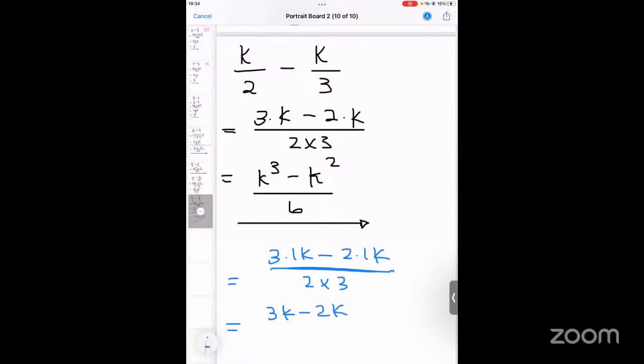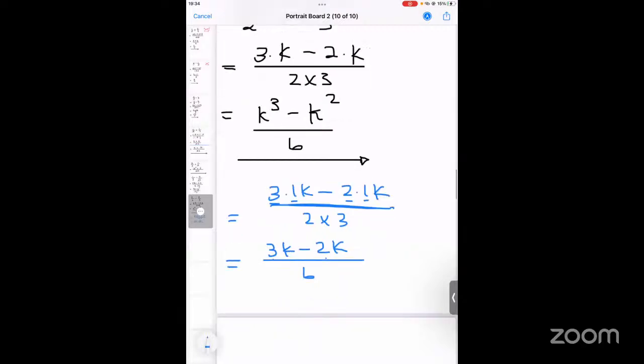3k minus, so it's 3k because you say 1 times invisible that, it gives you 3, and then that times that, it gives you that. And then over 6. So it's 3 minus 2. Since they are like terms, I can subtract. So it's 3 minus 2, which gives me just 1, but we don't write the 1. It's going to be k over 6.